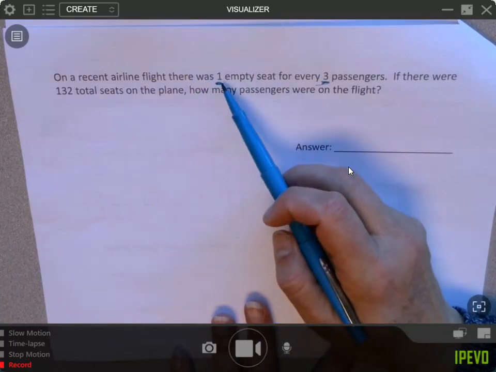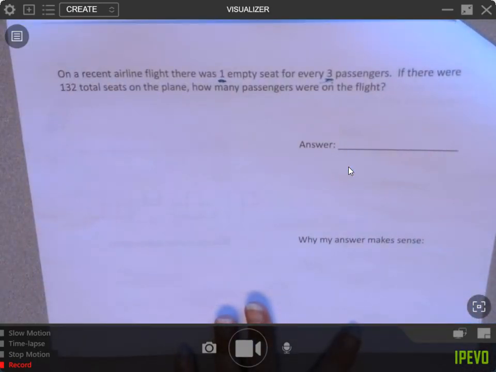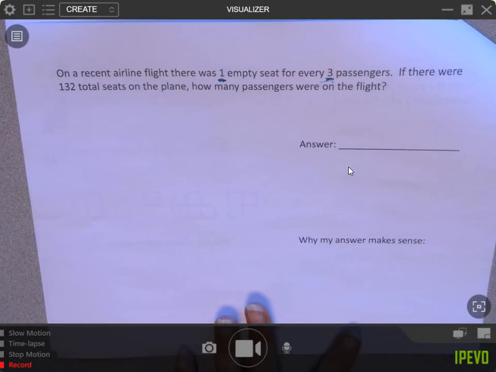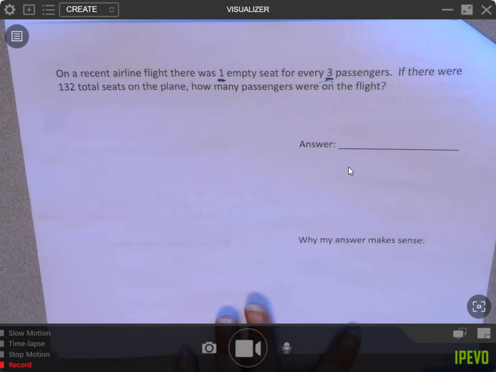So if there's 1 empty with 3 passengers, we have 4 seats that we're skip counting by to get up to that 132. So you have to figure out what math to do for how many empty seats. That's what I did. I found how many empty seats and then I figured out how many filled seats there would be. So I divided down and then I multiplied up.